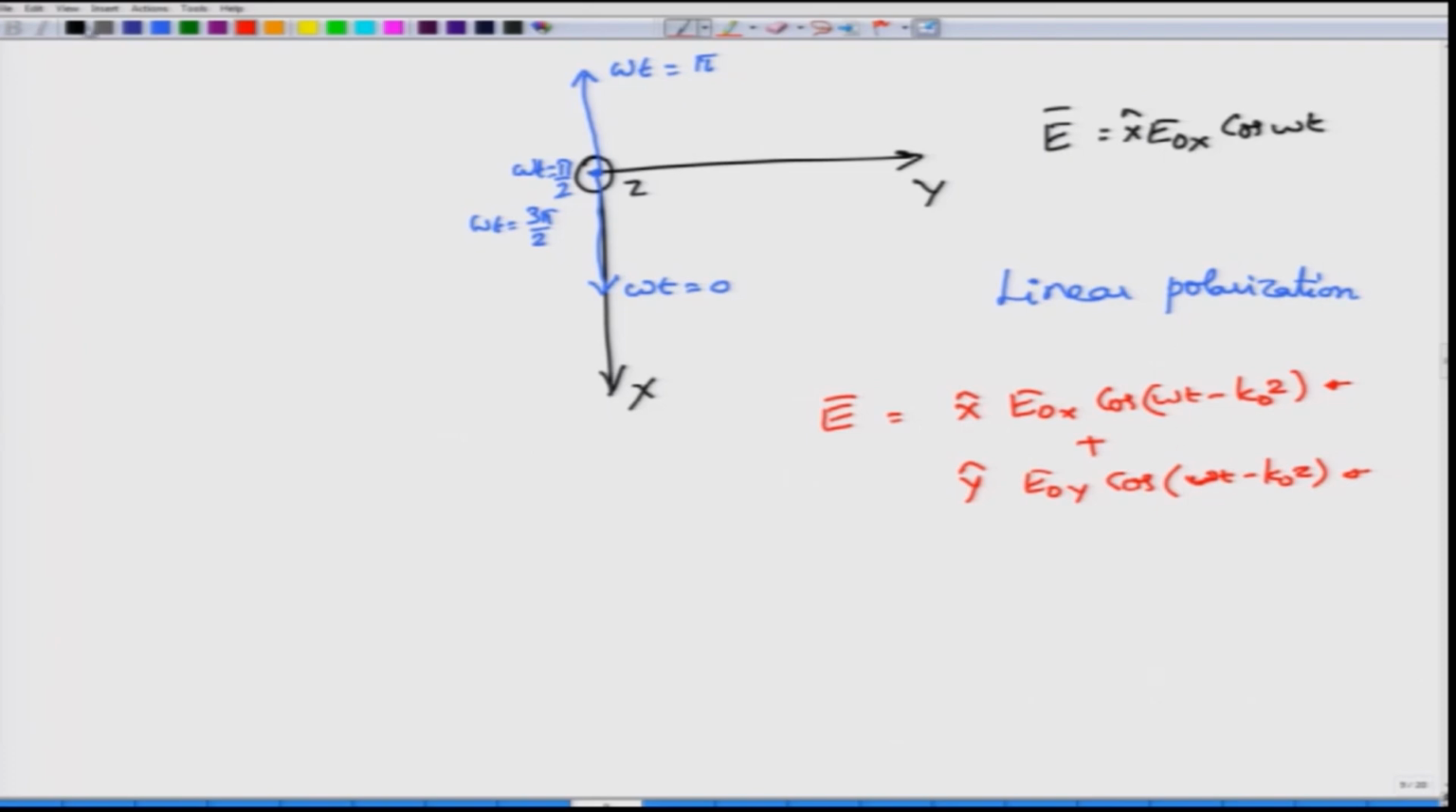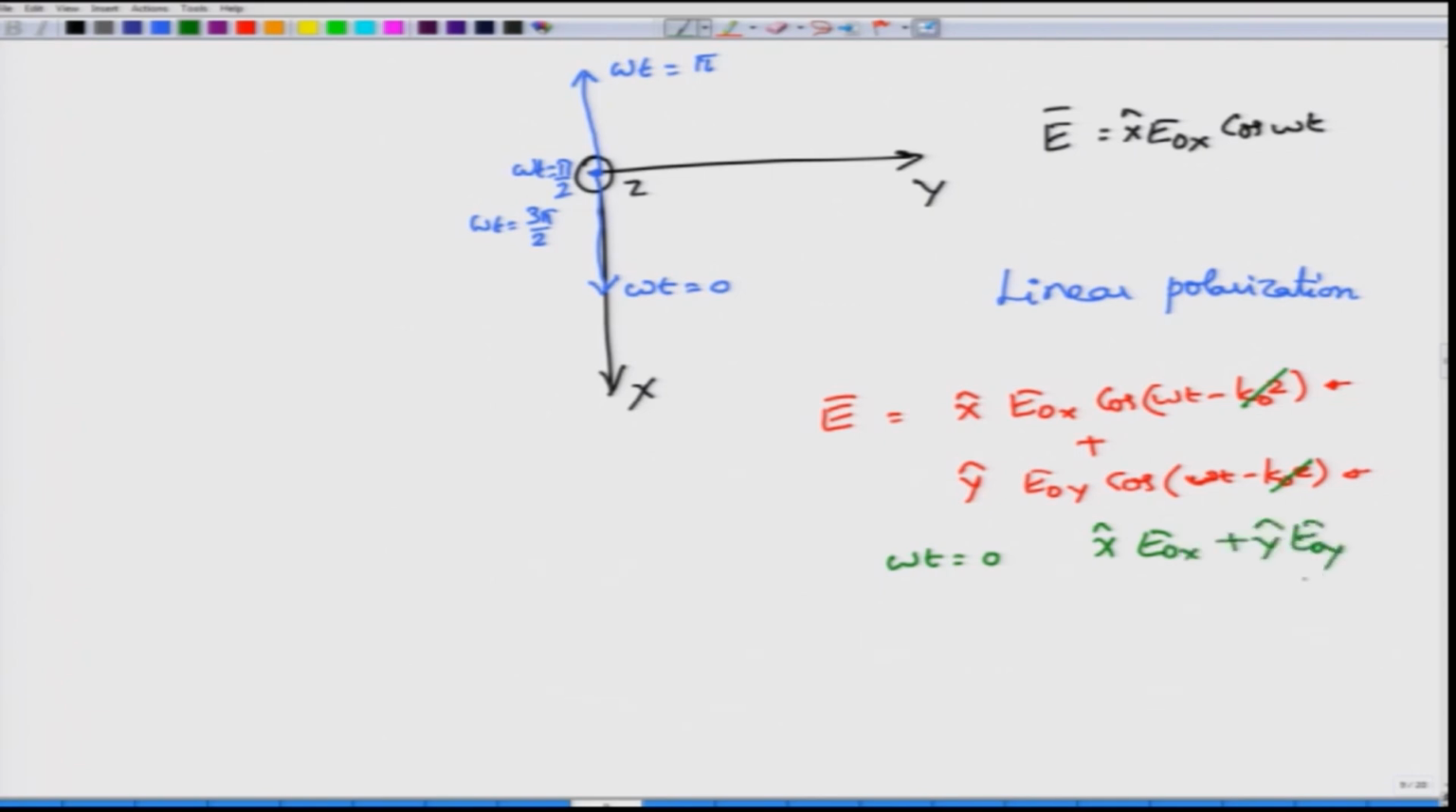Now, let us consider again the same kind of a scenario. I have omega t, I am going to consider k0 z is equal to 0. So, which means they are constants, and I am going to change the value of omega t. So, first let me assume omega t equal to 0. So, when I assume omega t equal to 0, what will happen to this expression? At omega t equal to 0, you have x hat E0 x plus y hat E0 y.